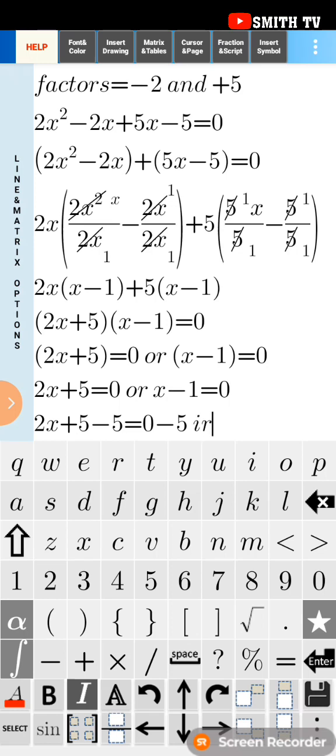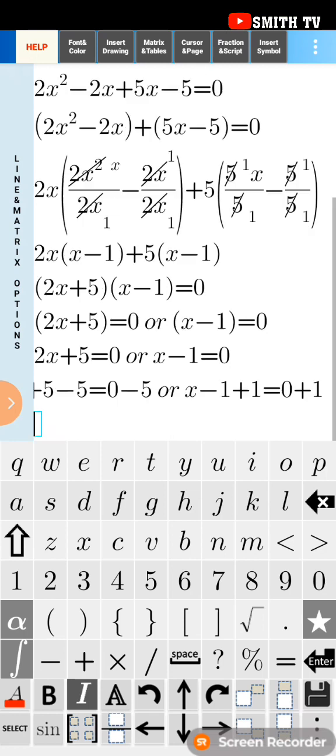Or for the next equation, since I'm having a negative 1, a minus 1, I'm going to add. That should be the opposite sign. That is, I'm going to add 1 to both sides. That will be x minus 1 plus 1 equal to 0 plus 1.